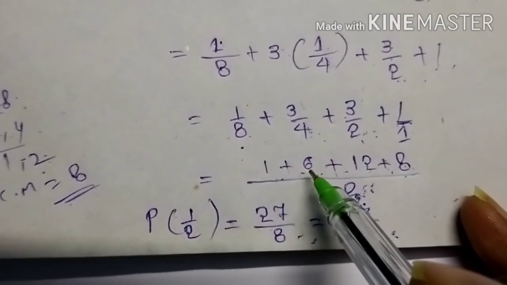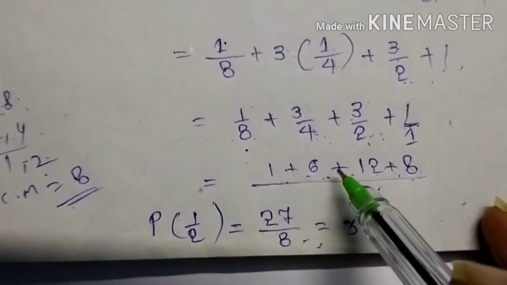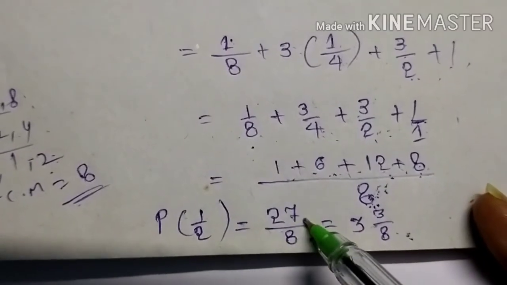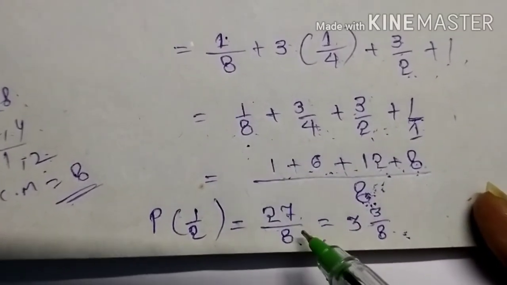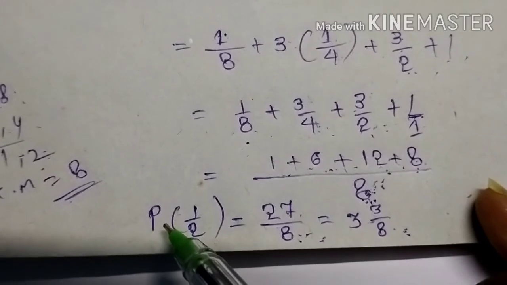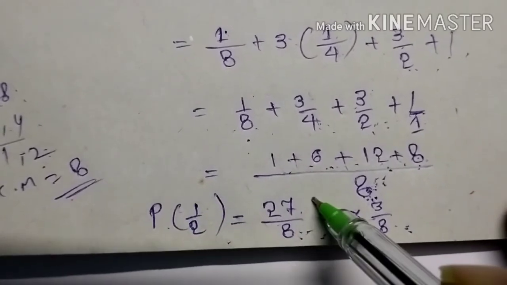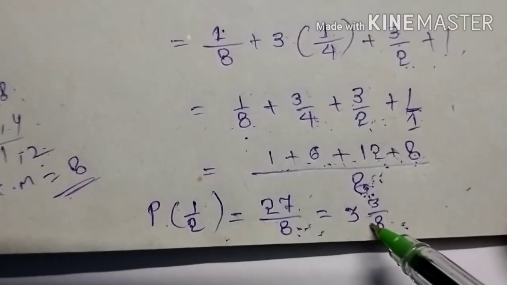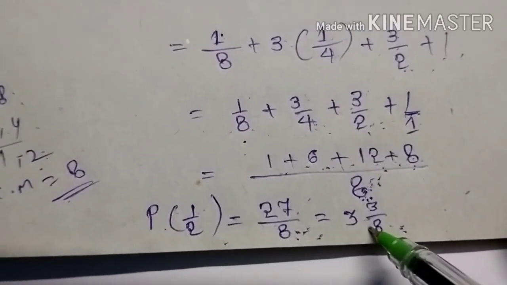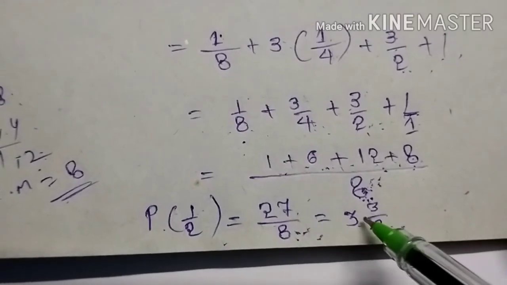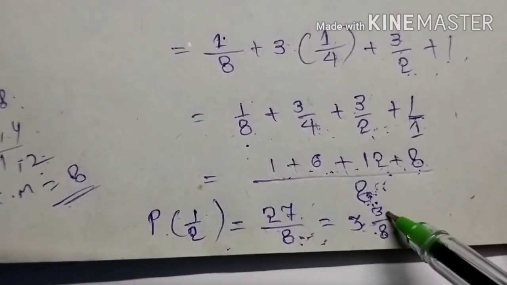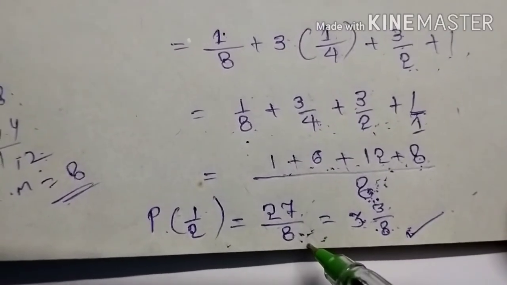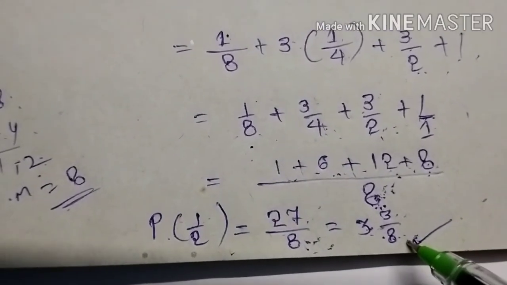Now you can do the addition. 1 plus 6 is 7. 7 plus 12 is 19. 19 plus 8 is 27. Yes or no? 27 by 8. See, that means the remainder is equal to how much? P of 1 by 2 is equal to 27 by 8. This is your answer. If you want, you can convert it into a mixed fraction. You know how to convert to a mixed fraction. 8 threes are 24 or not? 8 threes are 24. The remainder is how much? 3. That means I am writing here 3 3 by 8 is your answer. You can write 27 by 8 or 3 3 by 8. Both are the correct answers.